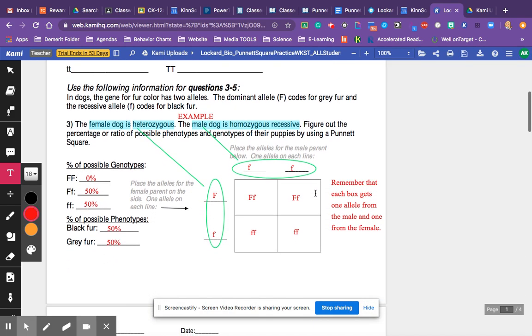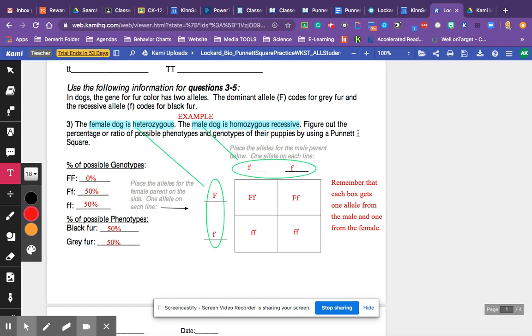Next, some of you were doing an amazing job with your Punnett squares last week, and that's awesome. Some of you are a little confused still, so I want to make sure that you understand how to do this. It says the female dog is heterozygous. We just talked about that word, so we can go up to the top if you forget. Heterozygous means two different alleles for a trait, or two different genes for a trait. The male dog is homozygous recessive, so two of the same, both recessive.